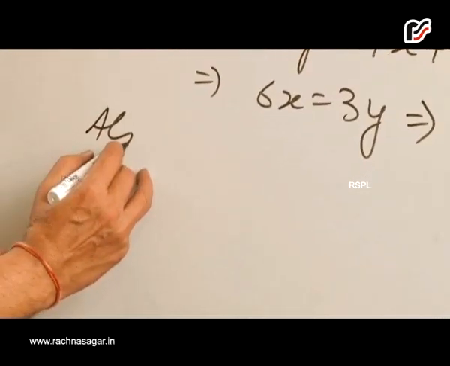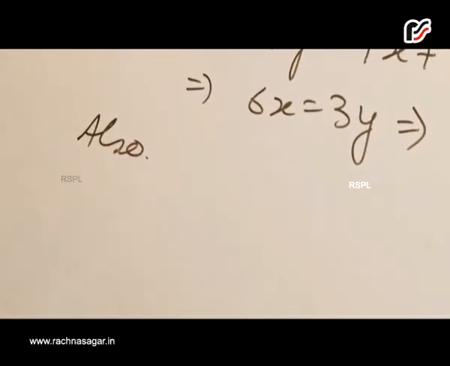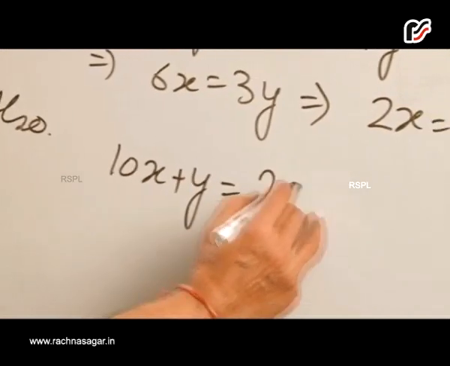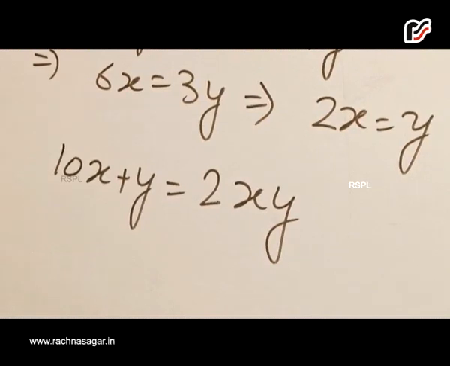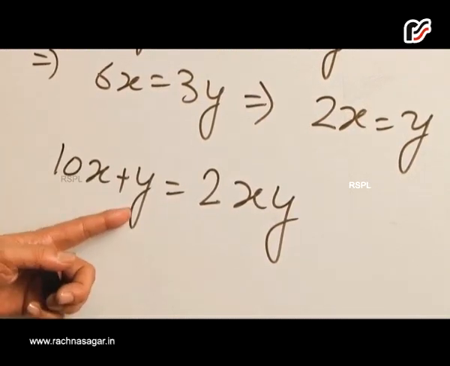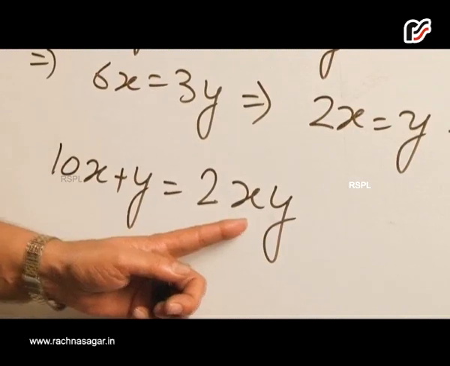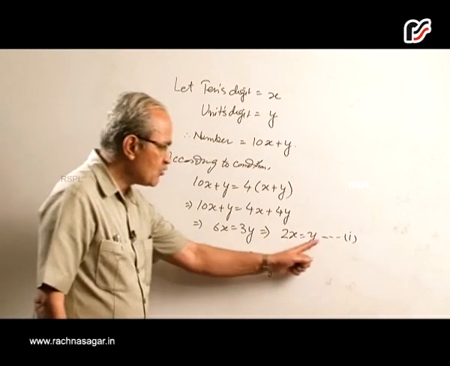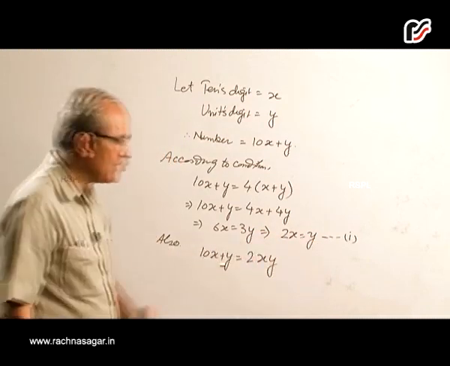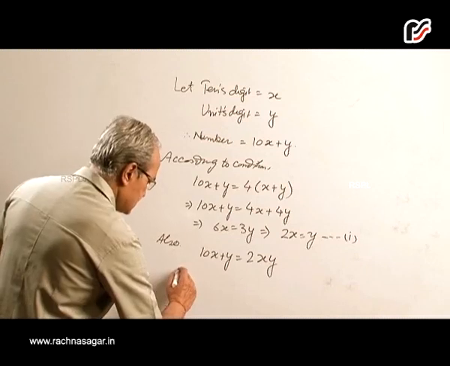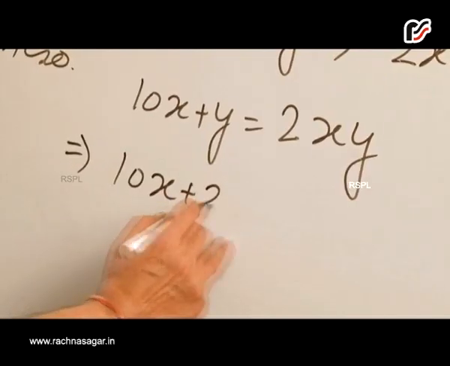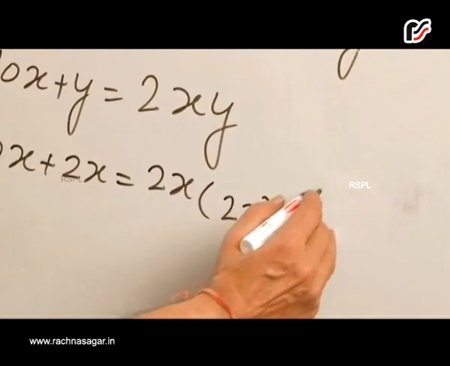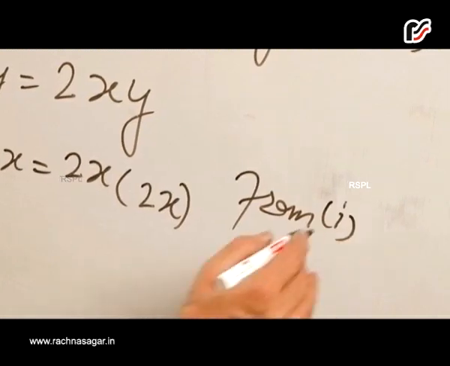Also, let us apply the second condition, that the number 10x plus y is 2 times the product of its digits. That is, the number is twice the product of its digits. Let us use 1. Y we will substitute as 2x. So this implies 10x plus 2x equals 2x into 2x from 1.